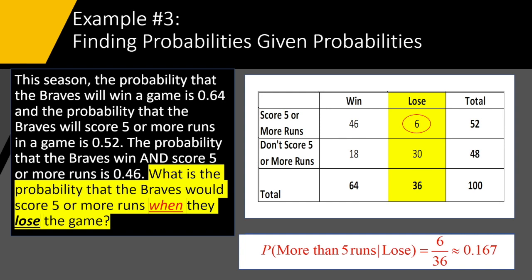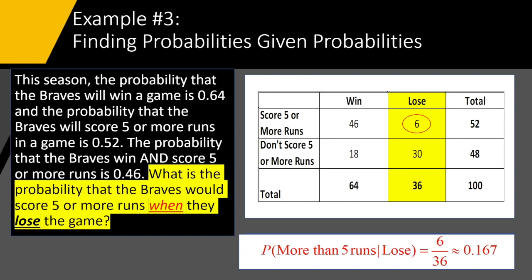So the probability that they would score 5 or more runs given that they lose is 6 out of 36, or approximately 0.167. So the question had said round to the nearest thousandth, and so that would be our answer. 0.167 would be rounded to the nearest thousandth.